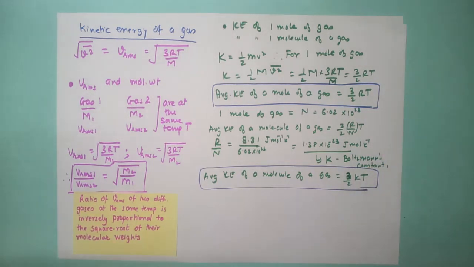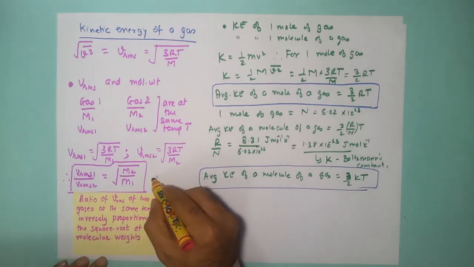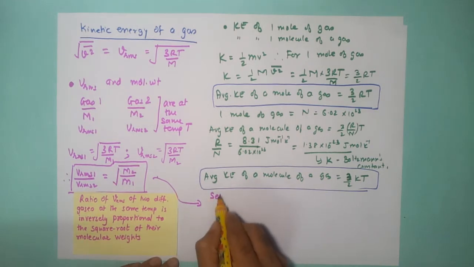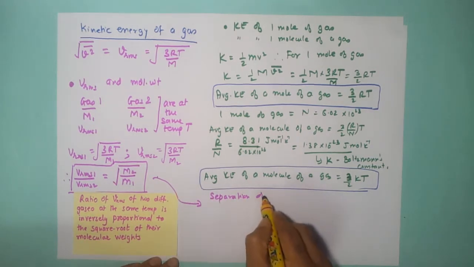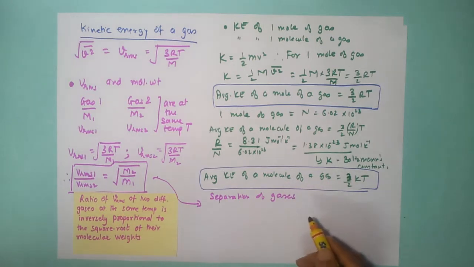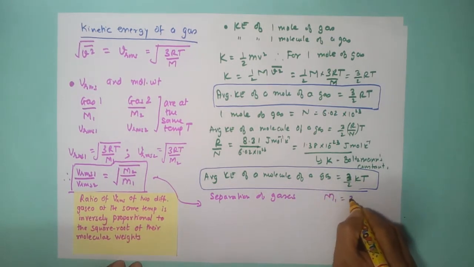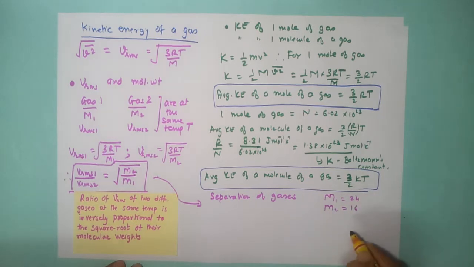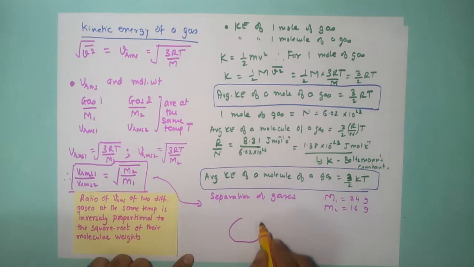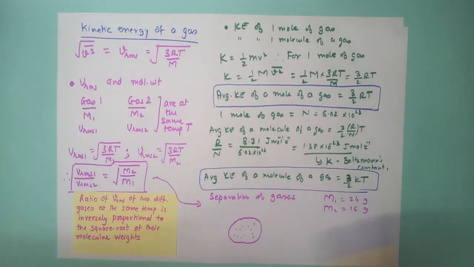Okay, to end the video, I'll go back to this. We talked about the real life application. I'll share with you one real life application, and the real life application of this is separation of gases. So let us say we have two gases, M1 is 24, M2 is 16 molecular weights, right? 24 grams and let us say 16 grams. And these two gases are in a container. Right? This is one of those gases, and let us say this is the second gas.